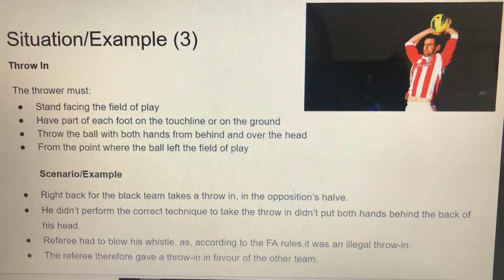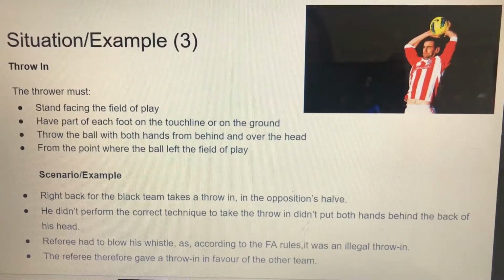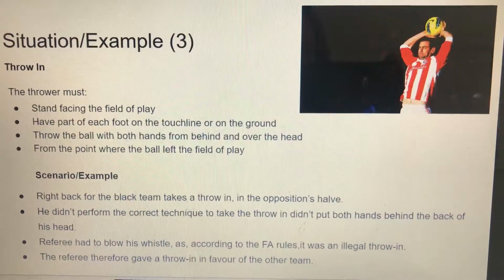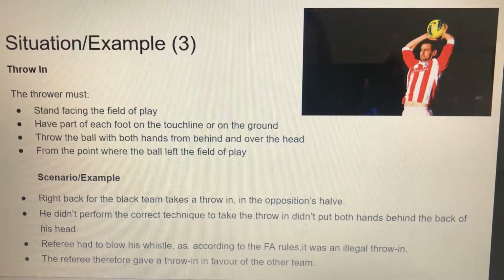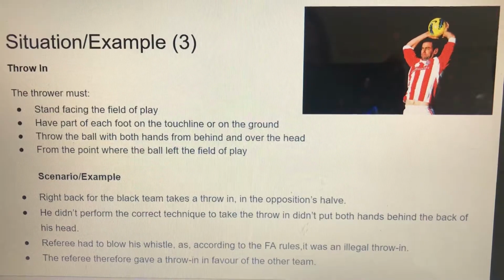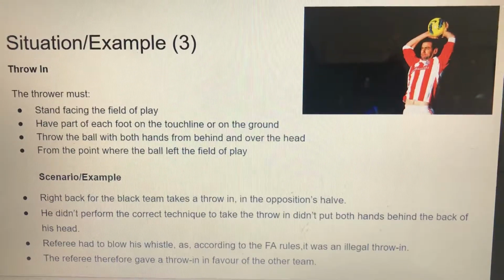A scenario for this would be, in a match containing teenagers, the right back for the black team takes a throw-in. This is in the opposition's half. However, he didn't perform the correct technique to take the throw-in, as he didn't put both hands behind the back of his head. This was then called as a foul throw, which meant the referee had to blow his whistle.